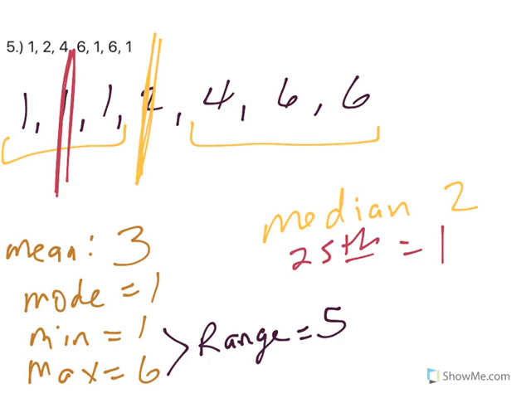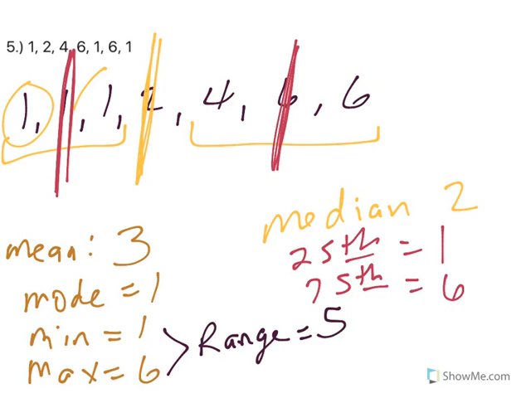When I go to find my 25th percentile, it cuts through here. So the 25th percentile is 1, which is also the minimum and also the mode. And my 75th percentile cuts through the median of the upper half, and the 75th is 6. You see, one data point between each vertical line.